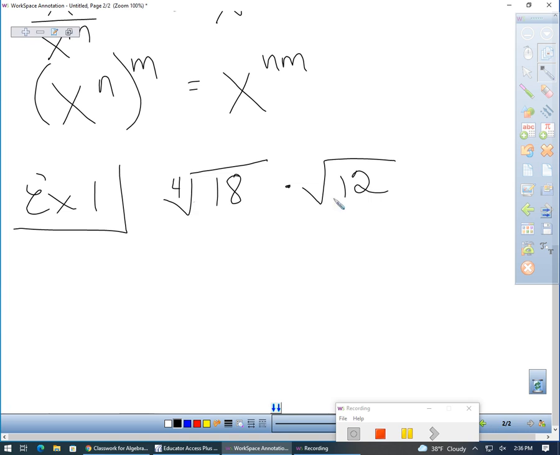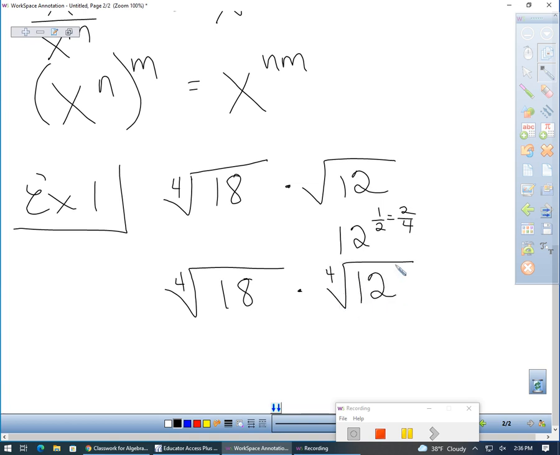So we can actually, and I'm going to use the 12 for example. This is 12 to the 1/2. What can I do to that 1/2 exponent to make it a 4 in the denominator? 2 over 4. Yeah, it's the same as 2 over 4, isn't it? Right? 1/2 is the same as 2 over 4. So I can rewrite the second radical as 12 to the power of 2 inside a 4th root. So I would have the 4th root of 18 times by the 4th root of 12 squared.